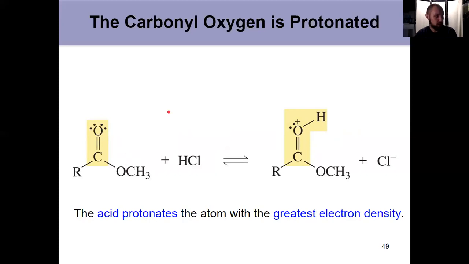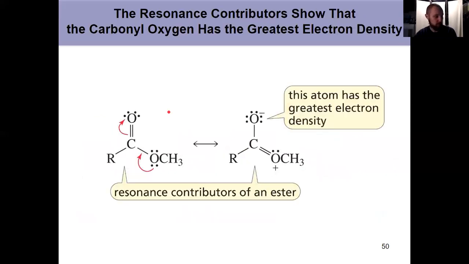And if I think about the two resonance contributors for my ester, it's clear, right, with this minor resonance contributor, right, that this oxygen has the greatest electron density, right? With that negative charge in the minor resonance contributor, greatest electron density, this is going to be the one that gets protonated.